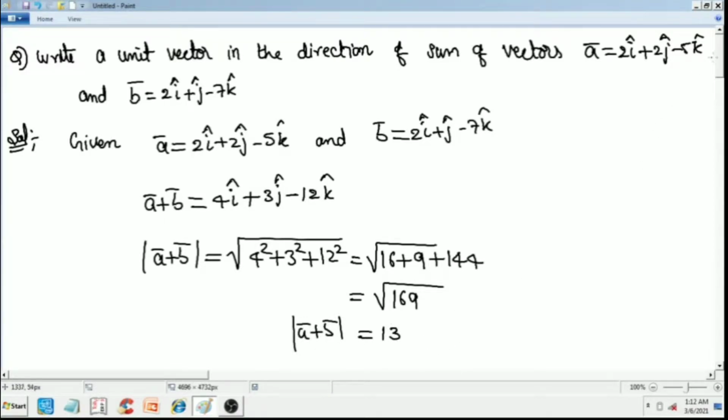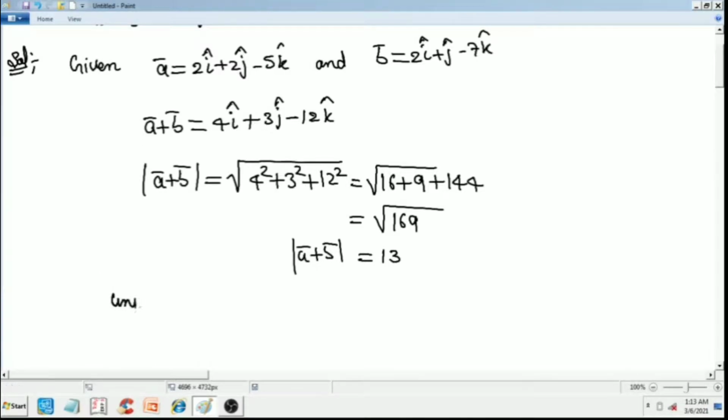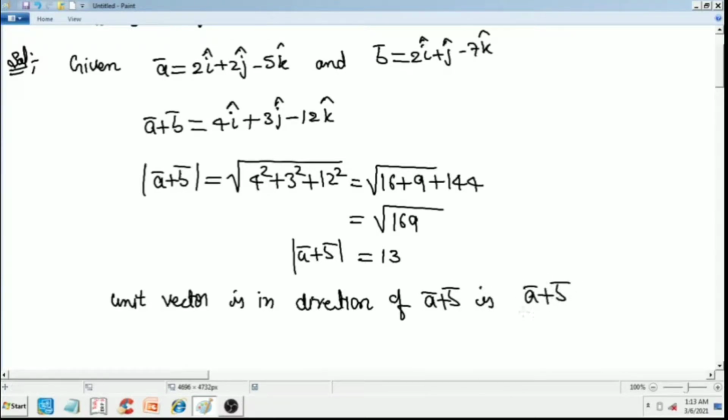What is it asking exactly? It is asking for the unit vector in the direction of the sum of vectors. So the unit vector in the direction of the sum of vectors a bar plus b bar is a bar plus b bar divided by the modulus of a bar plus b bar. So this is the final result.